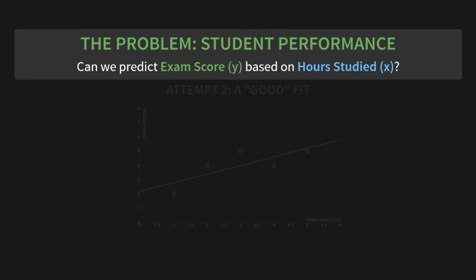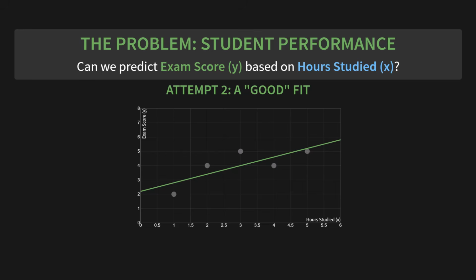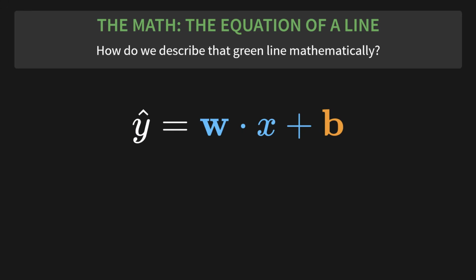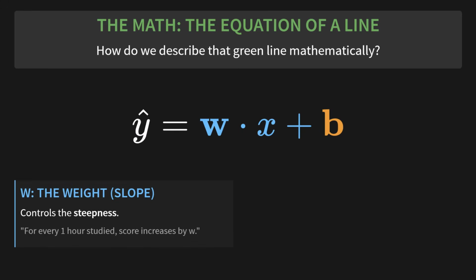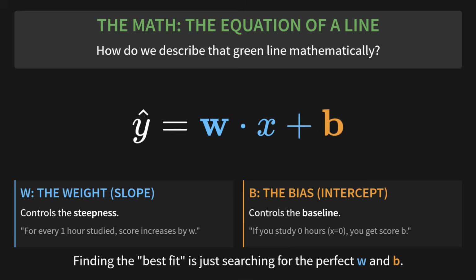Okay, let's try again. Attempt 2. Now this line, this is a good fit. Notice how it passes right through the middle of that cloud of points. That's what we're aiming for. This line summarizes the relationship. So here's the secret. Finding the best fit is just searching for the perfect W and the perfect B.